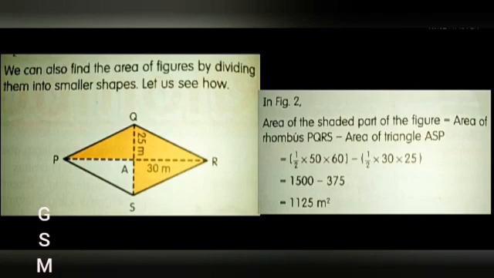In the figure, the area of the shaded part = area of the rhombus PQRS minus area of the triangle ASP = 1/2 × 50 × 60 minus 1/2 × 30 × 25 = 1500 minus 375, which is equal to 1125 meters squared.